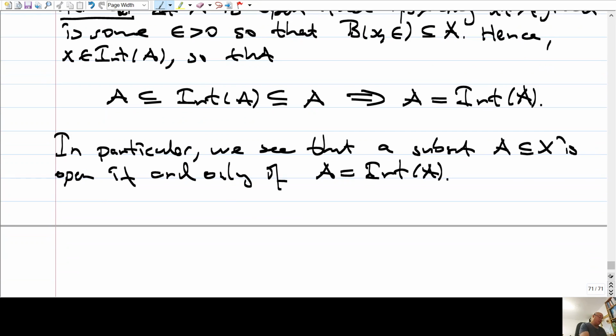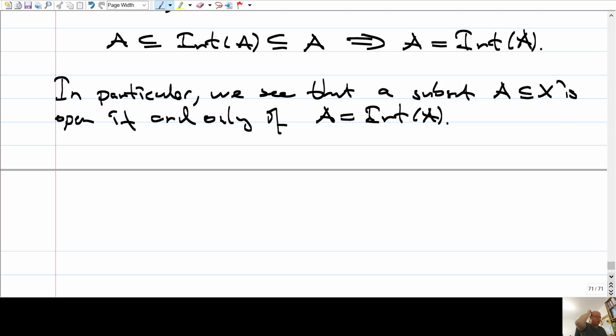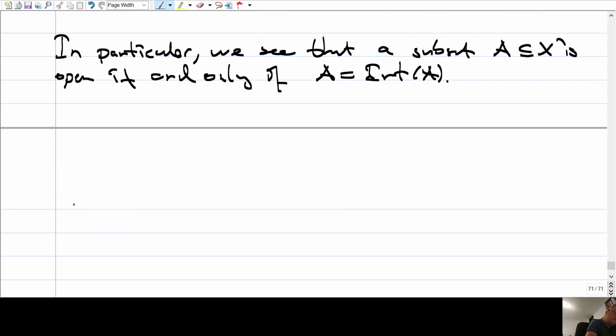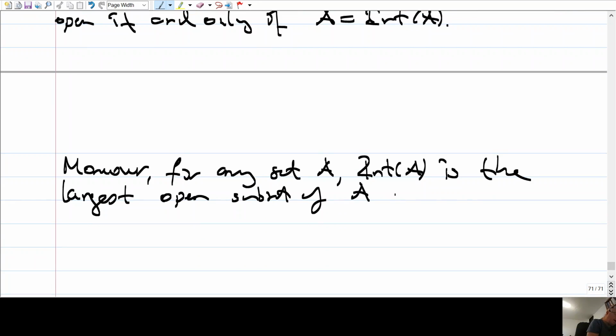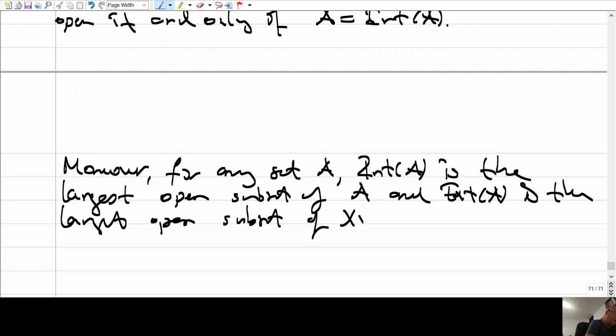Also, you see, by the definition of interior point, actually, moreover, for any set A, interior of A is the largest open subset of A, and exterior of A is the largest open subset of X minus A.